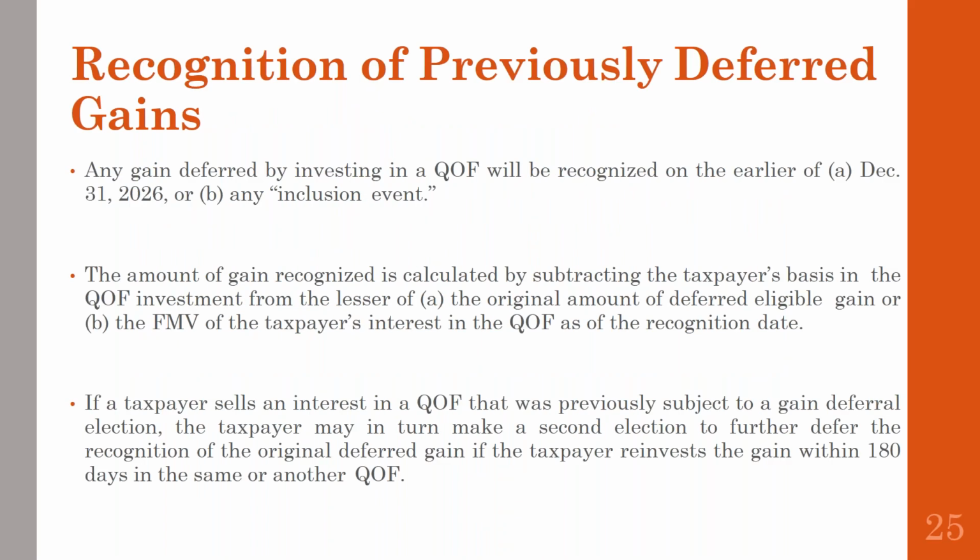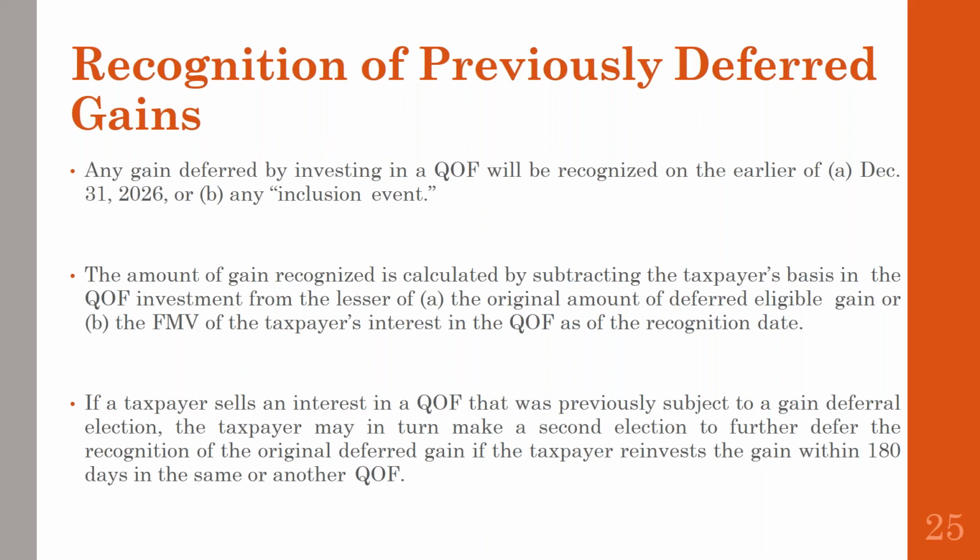All right. So let's turn to the recognition of previously deferred gains. Again, this is the earlier of an inclusion event or the amount that was deferred will be recognized on December 31st of 2026. So you have your two different items there. As far as an inclusion event goes, again, the inclusion event would be a sale or other items.